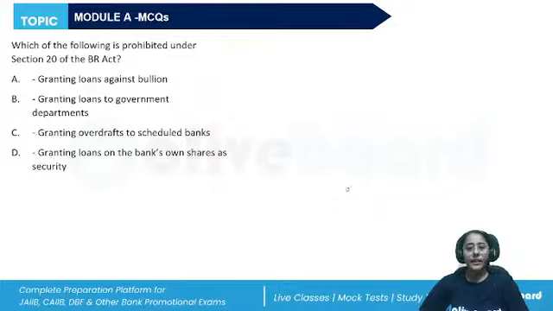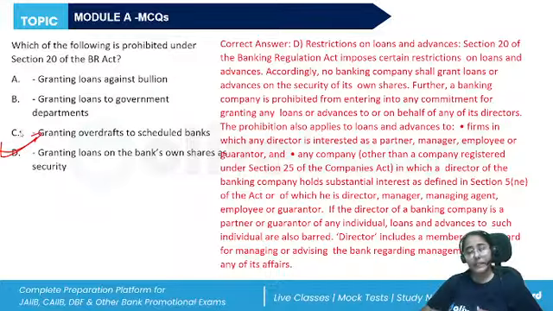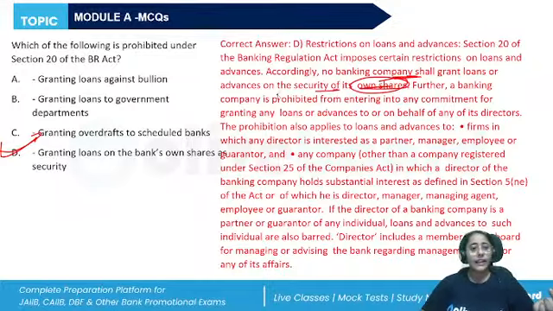Right. Here the correct answer is D. Restrictions on loans and advances. Prohibition applies to firms in which any director is interested as a partner, manager, employee, or guarantor. Any company in which the director has a substantial interest. If the director of the banking company is a partner or guarantor of an individual, then also the loan cannot be given. Also, the loans and advances cannot be granted against the security of its own shares. Right? So D will be correct. Granting loans on the bank's own shares as security is prohibited under Section 20.